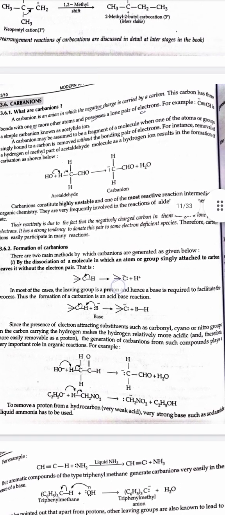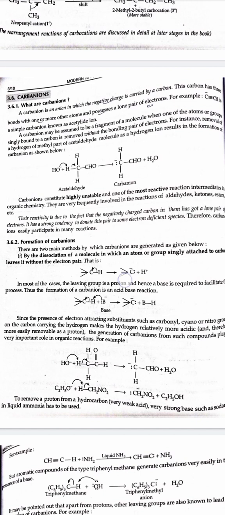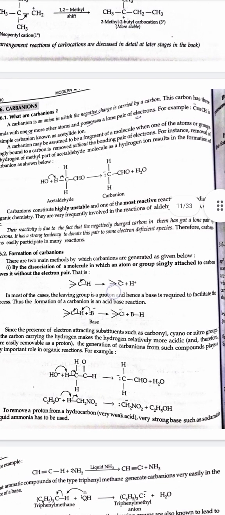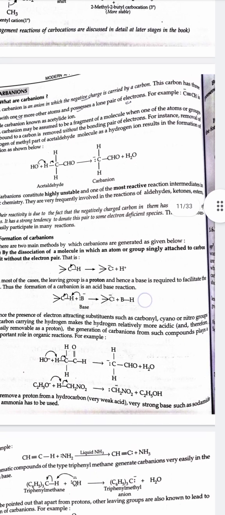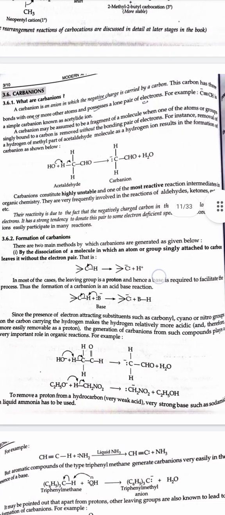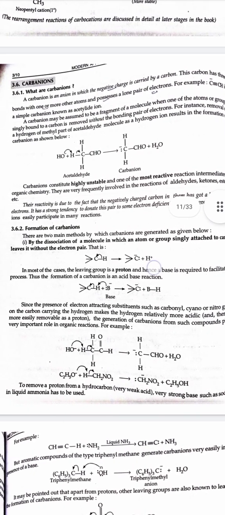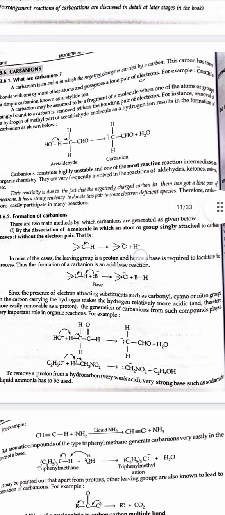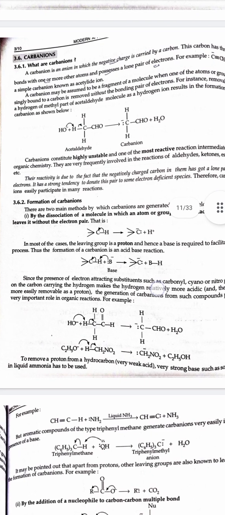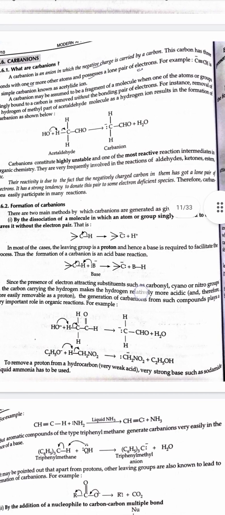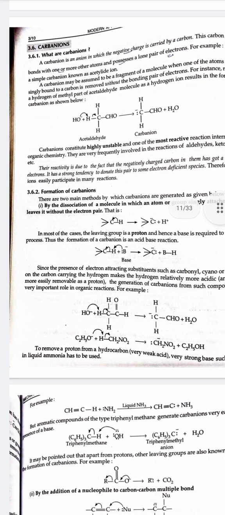For instance, removal of a hydrogen of methyl part of acetaldehyde molecule as a hydrogen ion results in the formation of carbanion as shown below. Carbanions are highly unstable and one of the most reactive intermediates in organic chemistry. They are very frequently involved in the reactions of aldehydes, ketones, esters, etc. Their reactivity is due to the fact that the negatively charged carbon in them has a lone pair of electrons. It has a strong tendency to donate this pair to some electron deficient species. Therefore, carbanions easily participate in many reactions.